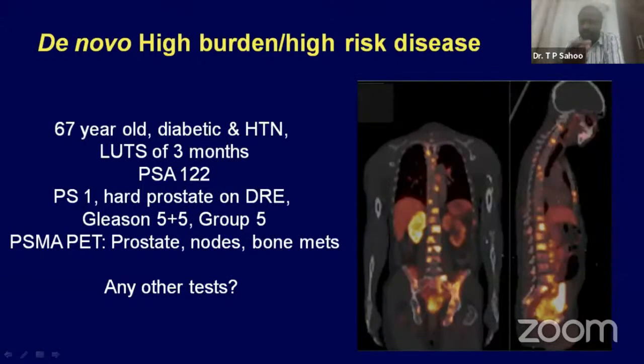I'll just move forward. This is something which I want to take forward. And Akash, I want to bring you in here. We have a 67-year-old diabetic, hypertensive patient. The PSA is 122, good performance status, a hard prostate on digital rectal examination. We have a PSMA PET scan. So let's stop here and ask you: if you have a patient who has come to you with this and has a bone scan showing multiple bony lytic lesions with a CT scan, do you feel the patient requires a PSMA PET? Question number one, and then we'll move forward.